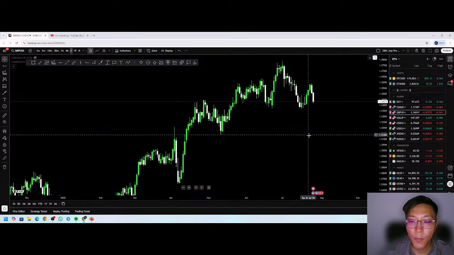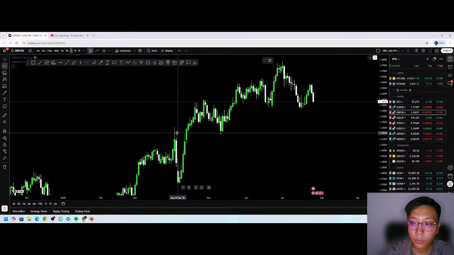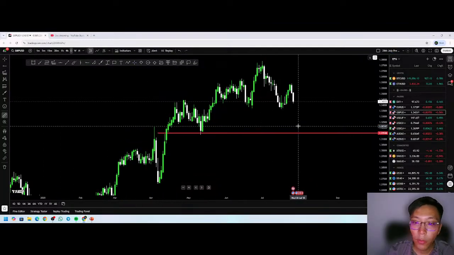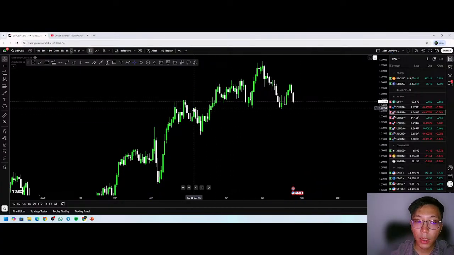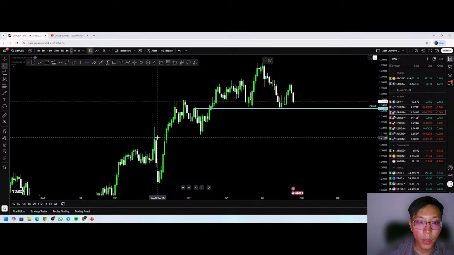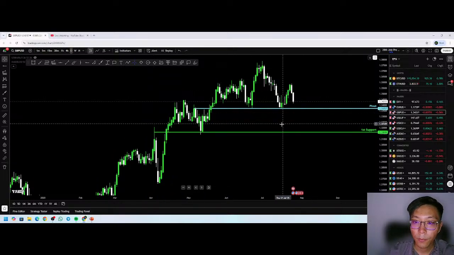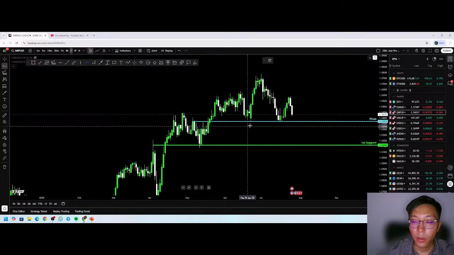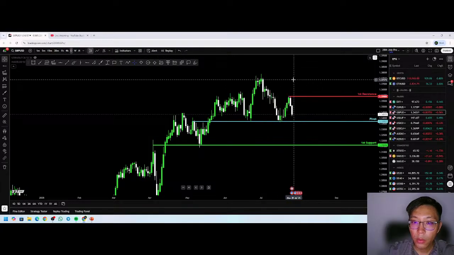GBP USD might be a little bit tricky. Let me see where could be a buy entry. If I put it right here, how many pips is this? Oh, that's too far. That might be a little bit too far. So this could be our pivot point. Then this shall be our first support over here. Then our first resistance will be right over here.